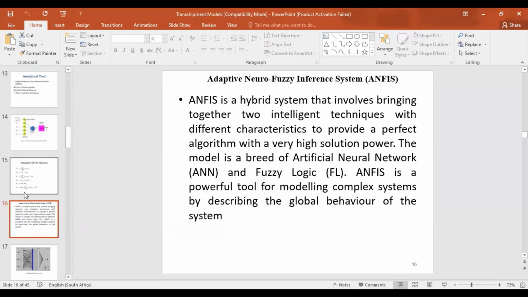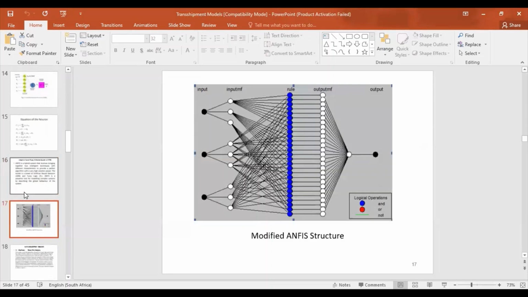So ANFIS is considered a powerful tool for modeling complex systems in any domain. It's easier to solve problems using ANFIS than using ANN or fuzzy logic. The reason is that ANFIS gives a faster response to solutions and also gives much more accurate results. This is the architecture of the adaptive neural inference system here.